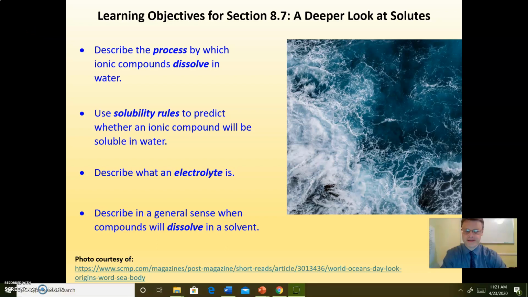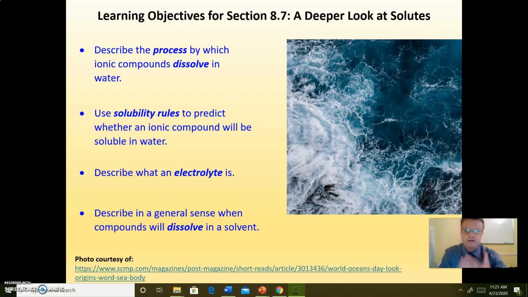Well, hello again. In this video lecture, we're going to look a little bit at the process of solutes dissolving into solvents to form solutions. And as I was reading this section in the textbook, I realized we could probably talk about this for a couple weeks.